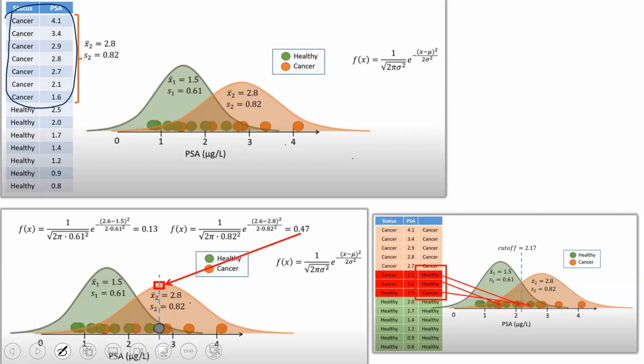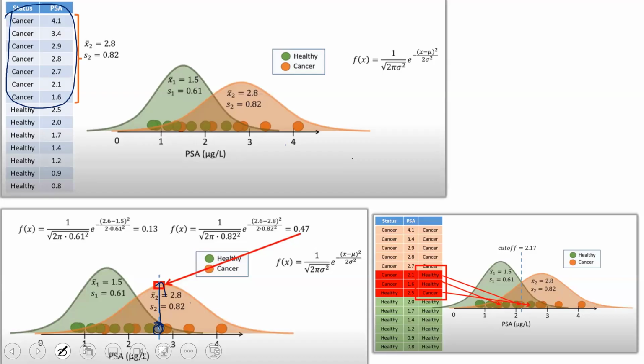So if you are given this particular data point, what you do is you calculate the probability density of this point for healthy and also for cancer. So this is the probability density for cancer. This is the probability density for healthy.